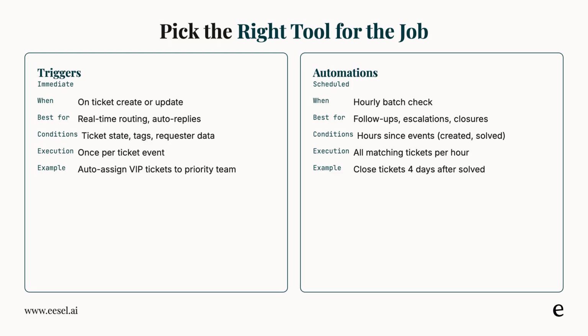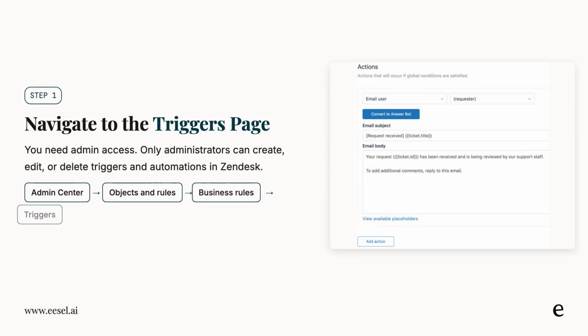Triggers react immediately to ticket events. Use them for routing and notifications. Automations run on a schedule. Use them for follow-ups and time-sensitive escalations. They're not interchangeable.